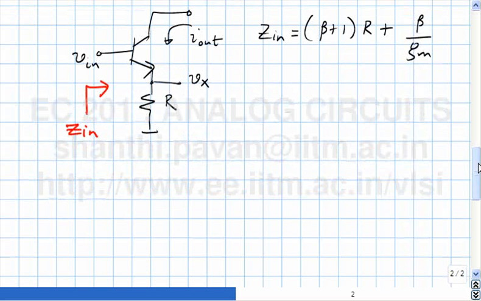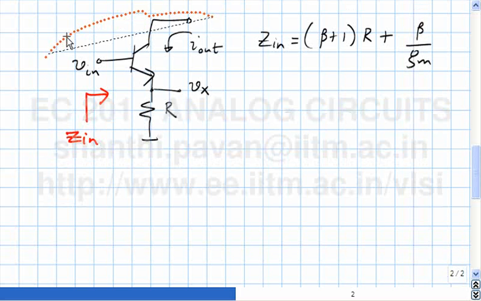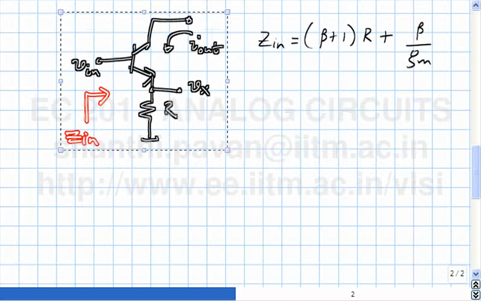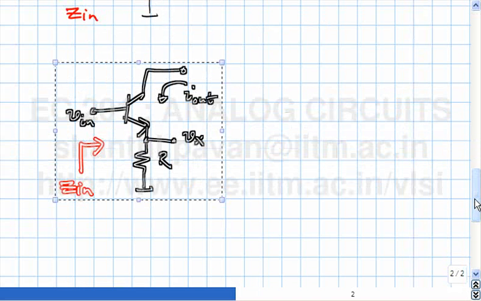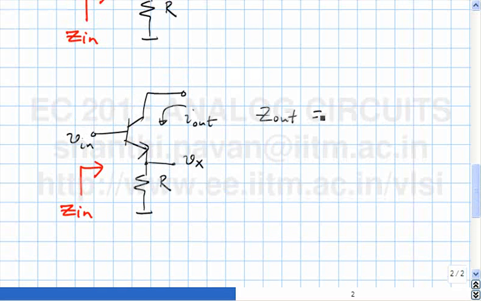The next thing we need to do is find what? This is a control source. We found the control parameter. We found the input impedance. The next thing is to find the output impedance. And what will the output impedance be? Okay, would you expect the output impedance to be high or low? Why?